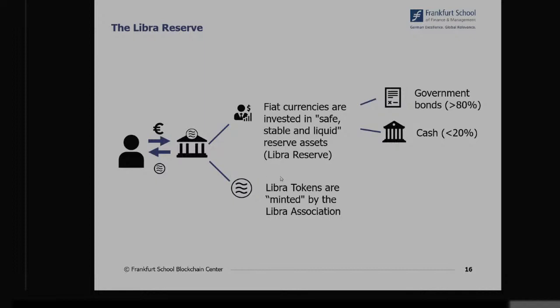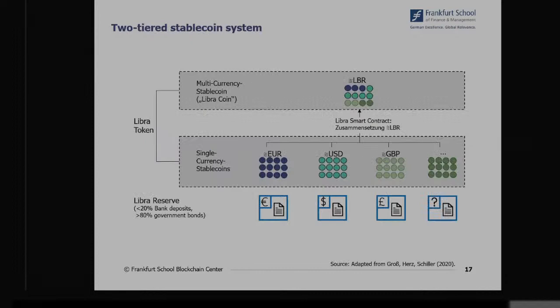Okay, and if these fiat currencies, or if these government bonds, of course, denominated in fiat currencies, are provided to the Libra Association, then Libra tokens are minted as a response. And I'm really stressing this because this is essential. So Libra is 100% backed by financial assets, and this makes Libra a stablecoin. Okay, and actually, if I talk about the stablecoin, it's not just one stablecoin, it's 2 different stablecoins, which also have quite different use cases.